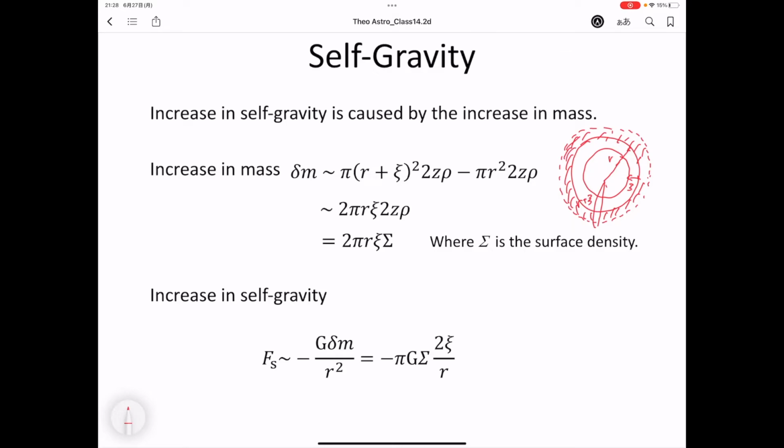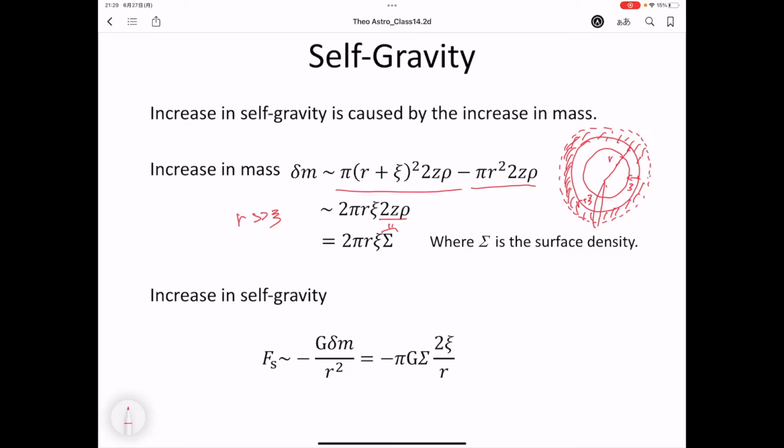The mass in the shaded region can be estimated. It is π(r plus ξ) squared times 2h, the height, times the density ρ, minus the original cylinder, π r squared 2h, the volume of the cylinder, times the density ρ. Then r is much larger than ξ, so this is approximated as 2π r ξ 2h ρ. 2h times ρ corresponds to the surface density Σ. So the increase in mass is estimated as 2π r ξ Σ.